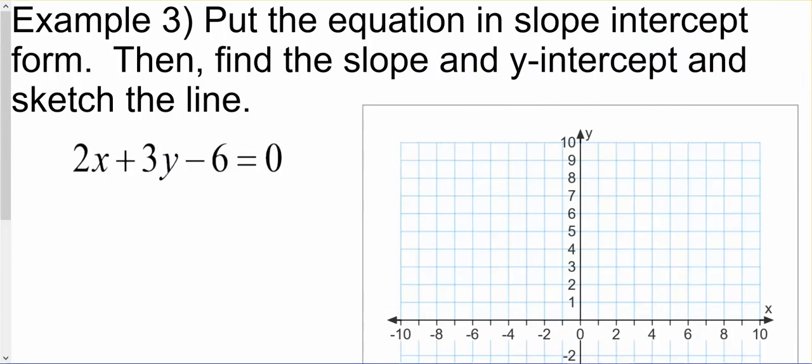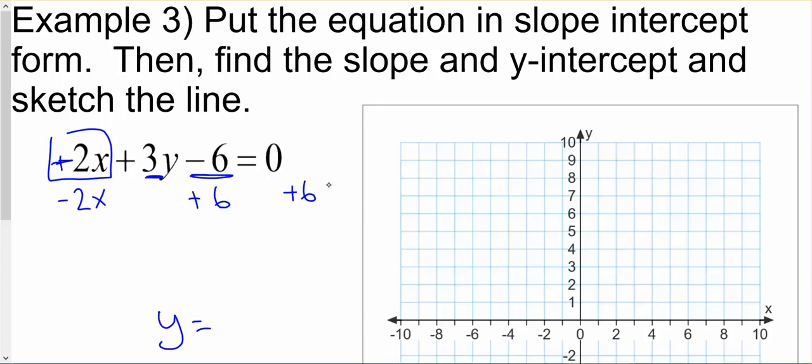Example 3, putting this in slope-intercept form. This would be like write y as a function of x, is another way that you could see this. Writing y as a function of x means we want this eventually to say y equals. So I need to get y by itself. We ask ourselves, what's happening to the y? It's being multiplied by 3, it's being added with 2x, and it's being subtracted by 6. So I'm going to undo the addition and the subtraction before I undo the multiplication. I can undo the subtracting 6 by adding 6 to both sides. I can undo the adding 2x by subtracting 2x from both sides.